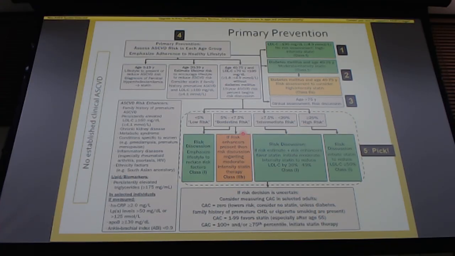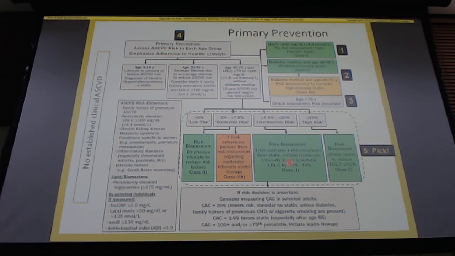When I'm looking at my 5 to less than 7.5, I could potentially put them on a moderate intensity statin, but that's if they have one of these risk factors that's listed over here. If I give you a patient like this, I'm going to tell you it is a risk factor of whatever it is. I don't need you to remember all these risk factors. I will tell you that it is a risk factor. If you see that they have that risk factor, then you can consider putting them on that moderate intensity statin.